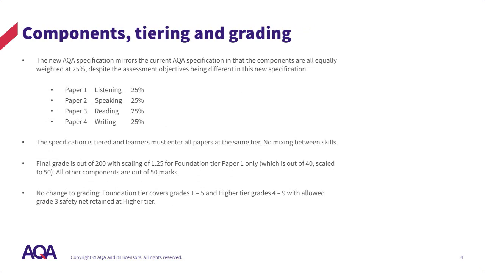Here you can see that we have 4 papers and each paper is worth 25%. This specification is tiered, as is the current specification, which is an Ofqual requirement and applies to all exam boards. Each paper is out of 50 and we have scaling on paper 1, foundation listening only. The grading system is exactly the same as we have currently.